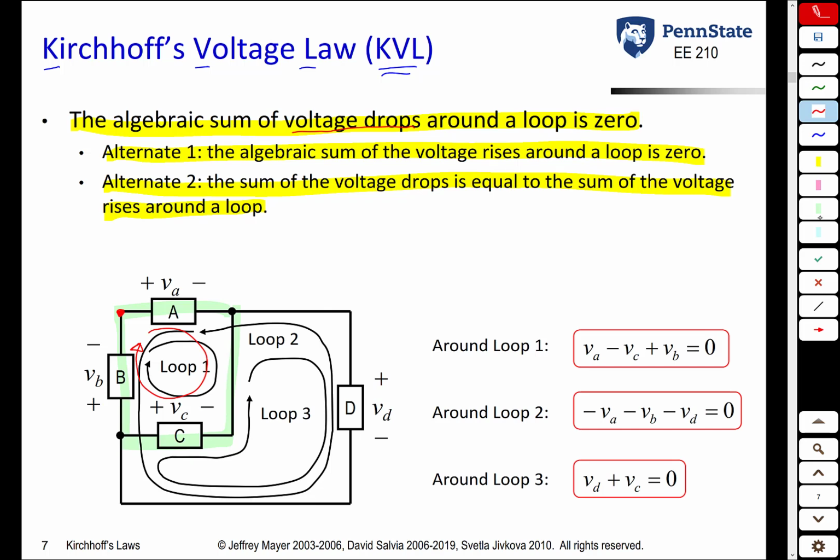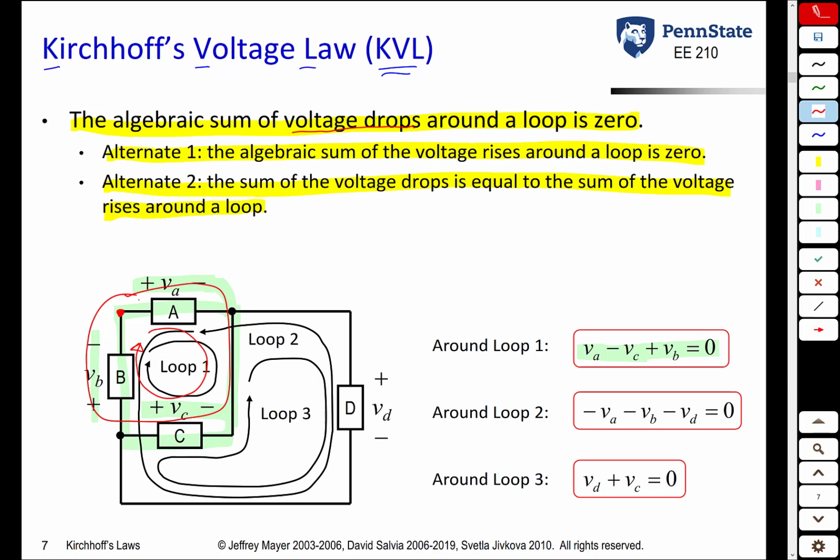So as we go through element A, we get a drop of VA volts. Then we continue on the loop, we go through element C, and we get a rise of VC volts or a drop of negative VC. Then we continue on in the loop and we go through VB, and once again it goes from a higher to lower voltage, so we get a drop of VB. So we get VA minus VC plus VB is equal to 0.